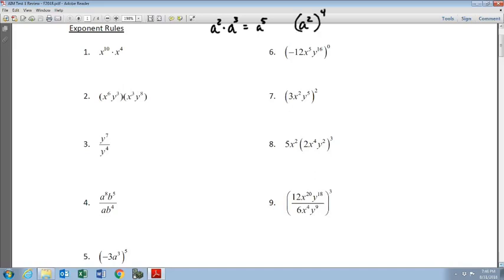And our second one, if we take a power to a power, we call this the power rule, or I call it a power to a power. In that case, we multiply the exponents, and so here we would get a to the eighth.